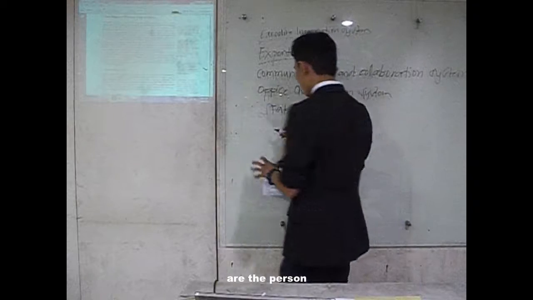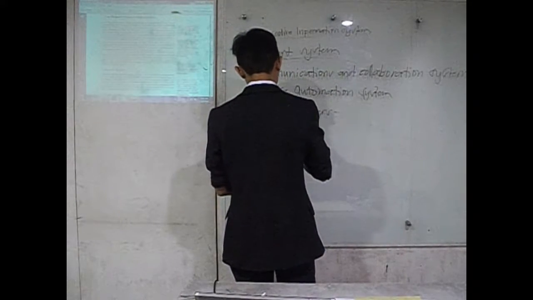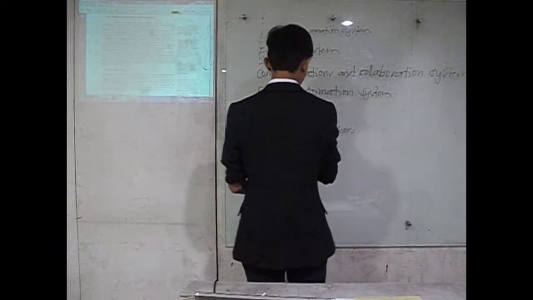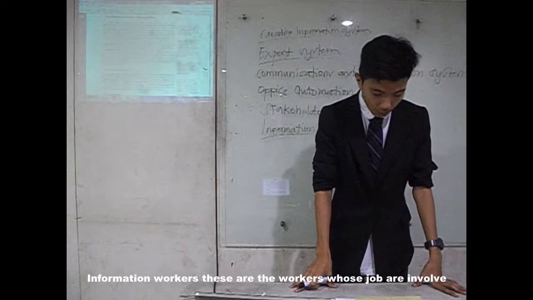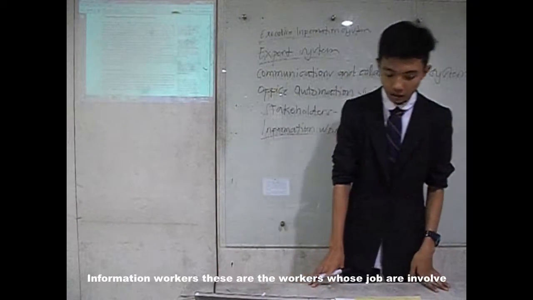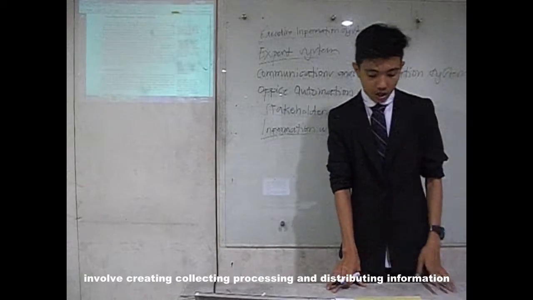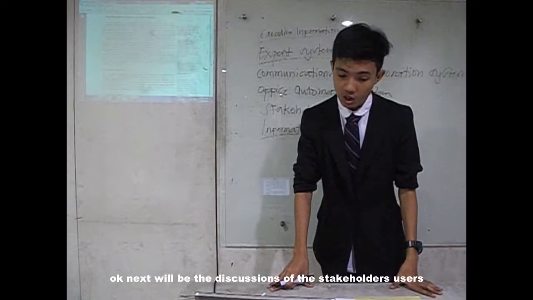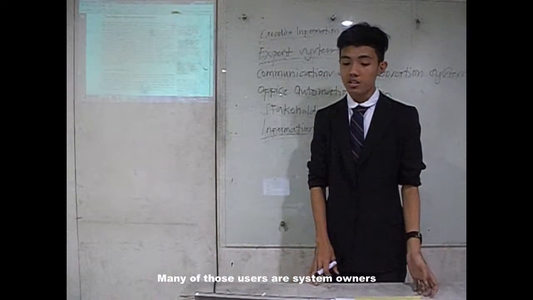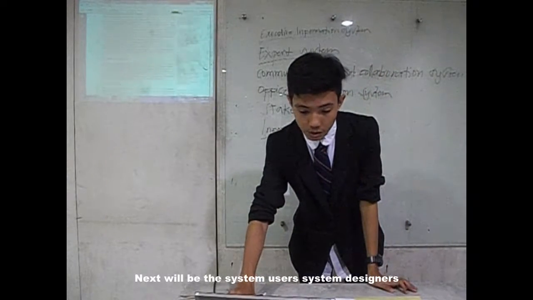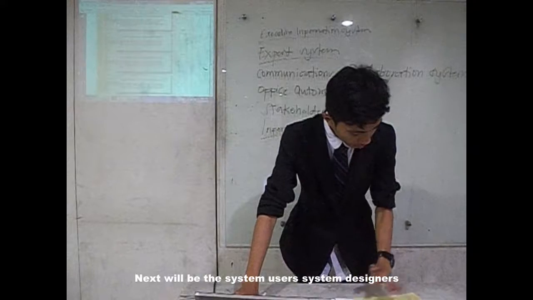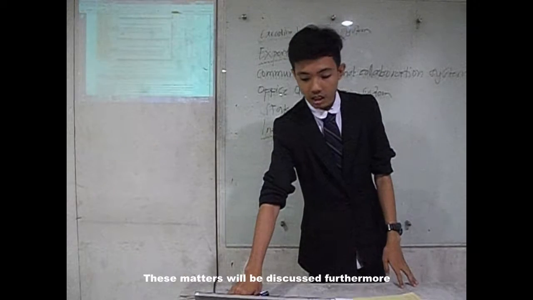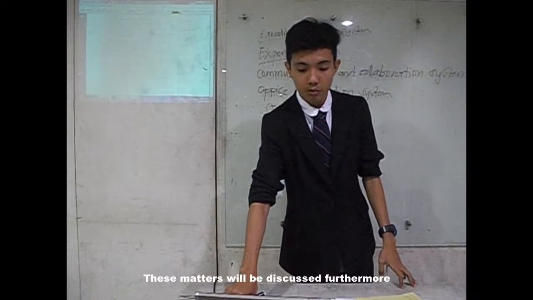Next will be the information workers. Information workers are those whose jobs involve creating, collecting, processing, and distributing information. Next will be the discussion of the stakeholders: the system owners, system users, system designers, system builders, and lastly the systems analysts. These will be discussed further.